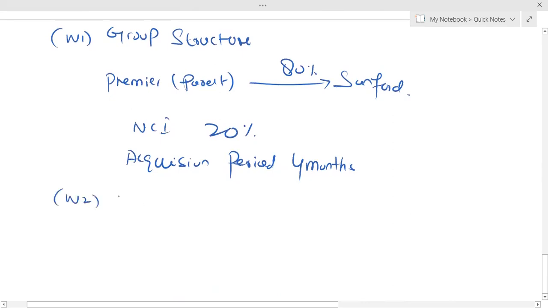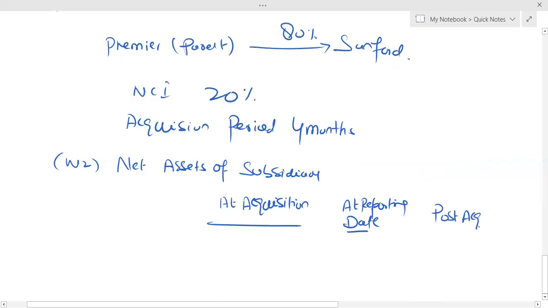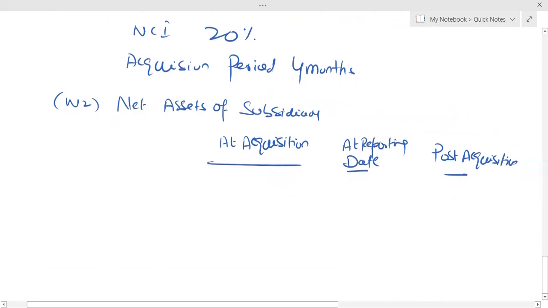Working 2: net assets of subsidiary at acquisition, at reporting date, and post acquisition. I'm ignoring 3 zeros for the sake of simplicity.